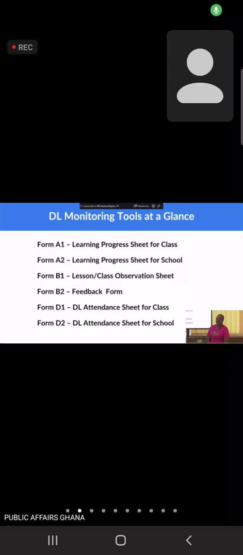D2, feedback form. That is also very important. We have D1, attendance sheet for class. All the members in the class, you must account for their attendance to DL classes. Then attendance for school, how we are doing as a school, also is in Form D2.